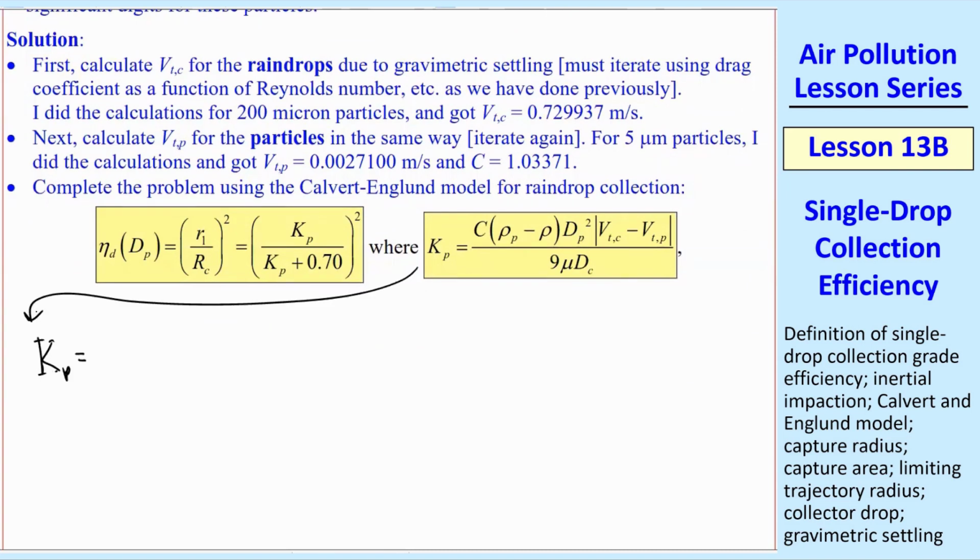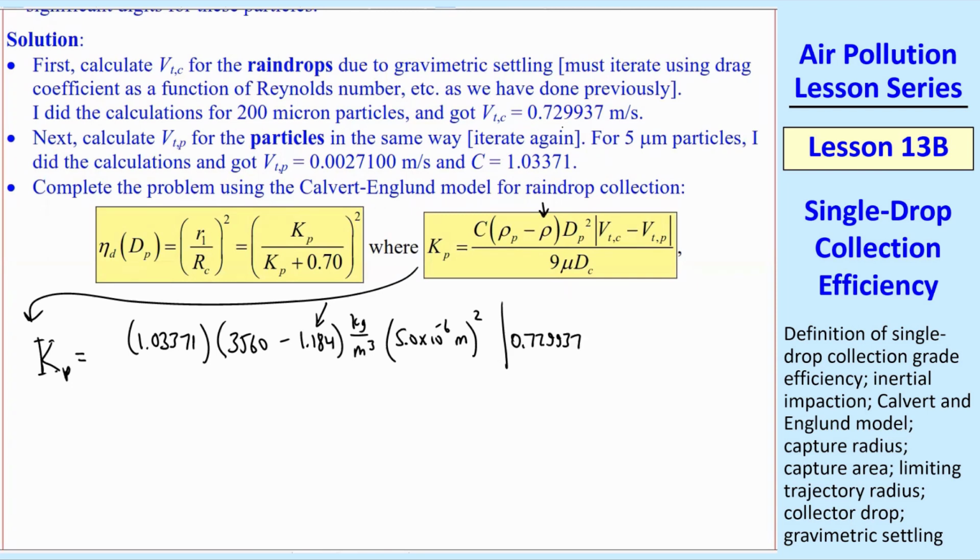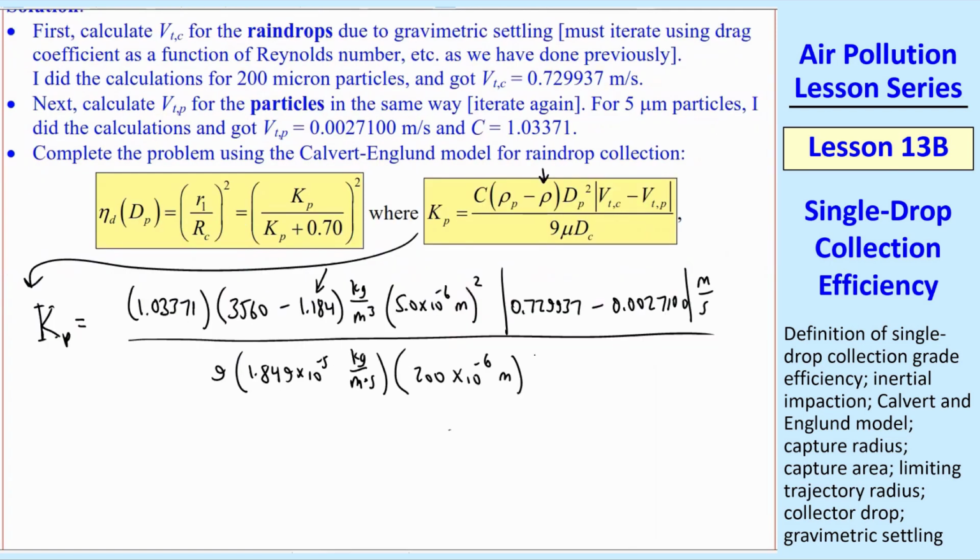First, I calculate Kp: Cunningham for the particle, difference between particle density and air density. I've seen students make mistakes where they put in the raindrop density, 1,000, instead. That's not correct. This rho is rho of the air when it has no subscript. Particle diameter squared, watch your units, absolute value of the collector terminal settling speed minus that of the particle. Those are in meters per second. And then 9 viscosity, and finally dC. And you could verify that all these units cancel so that Kp becomes non-dimensional. I think I forgot to mention that before, but this Kp is a non-dimensional parameter like a Reynolds number.